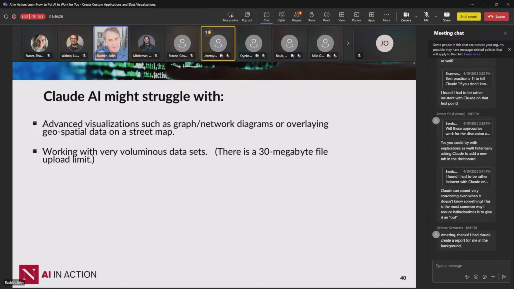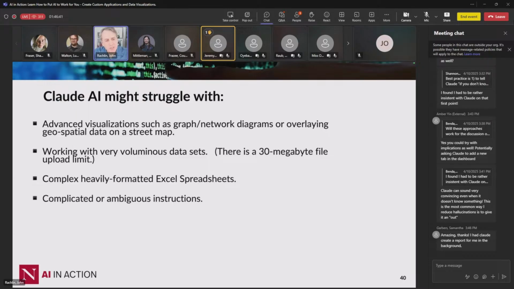If you're working with very voluminous data sets, you may run into some problems. There is a 30 megabyte file upload limit, so do keep that in mind. If your Excel spreadsheet is very complex and has a lot of heavy formatting, that could lead to some issues. Obviously, you need to be as clear and unambiguous with your instructions.